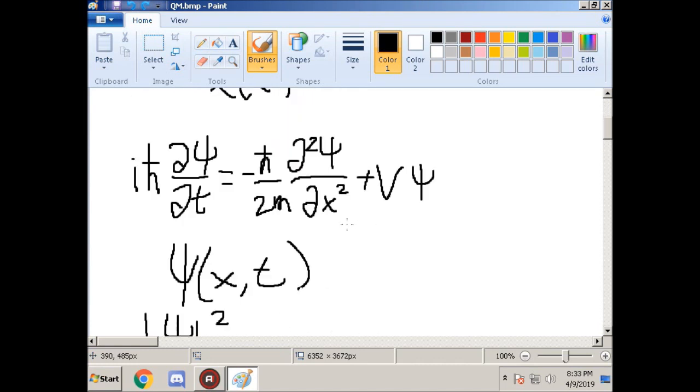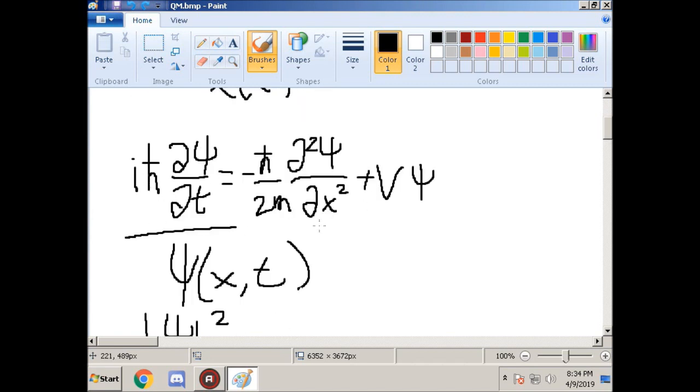The wave function squared basically gives us the probability density, and the probability density gives us the probability of finding that particle in a certain region in space at a given time. That's the main idea that is important in quantum mechanics.